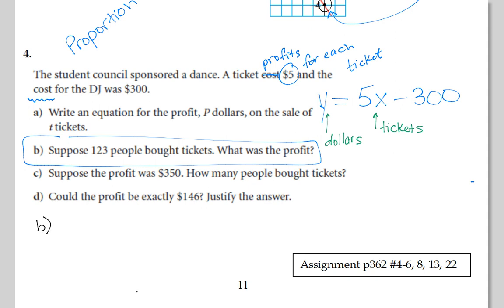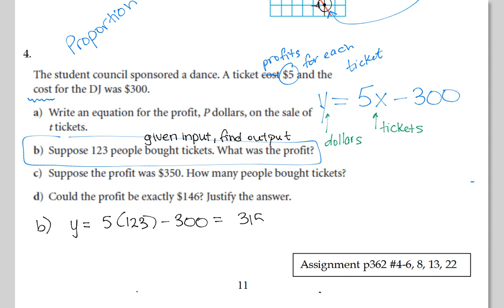So for question B, you would say y equals 5 multiplied by 123, take away 300. You're just given an input, and you're asked to find the output. This is very common. Sorry I'm boring you, but it's very common. 315, thank you very much.